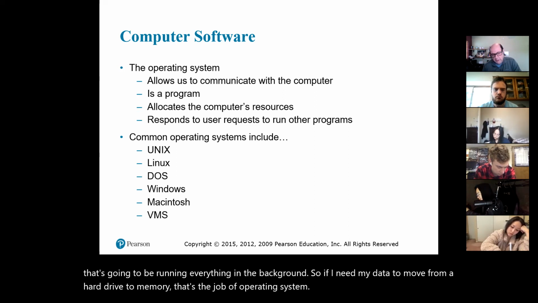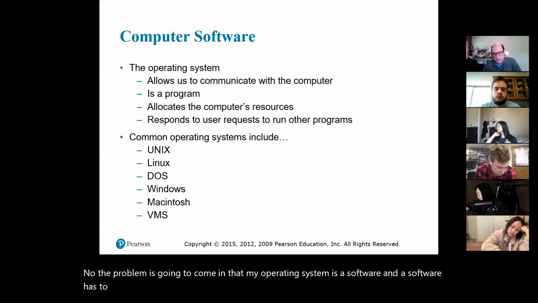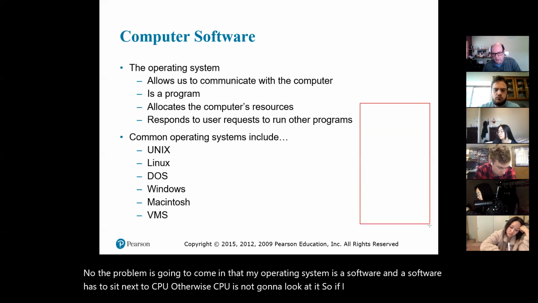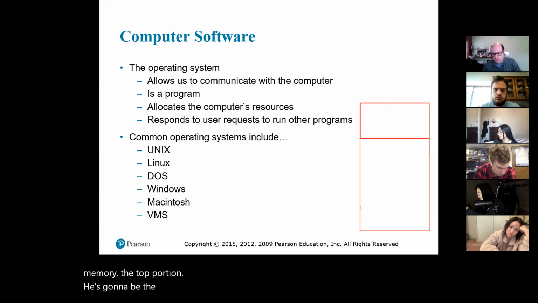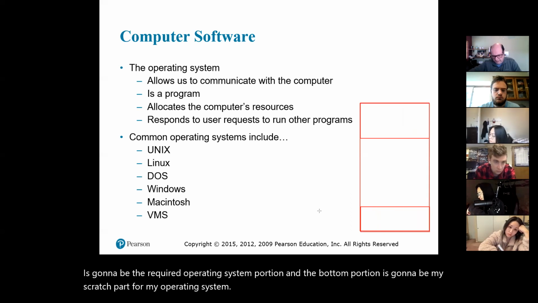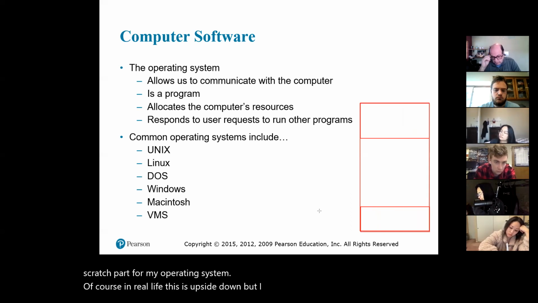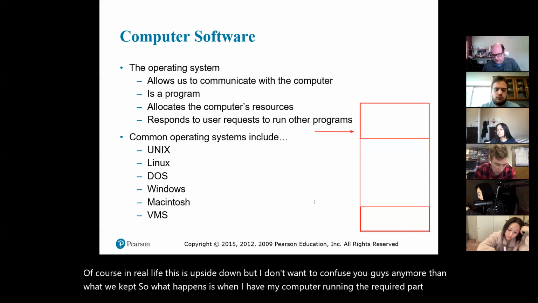Now, the problem is going to come in that my operating system is a software, and a software has to sit next to CPU. Otherwise, CPU is not going to look at it. So if this is my memory, the top portion is going to be the required operating system portion, and the bottom portion is going to be my scratch part for my operating system. Of course, in real life, this is upside down, but I don't want to confuse you guys any more than we can. So what happens is when I have my computer running, the required part of my operating system is going to be sitting over here.